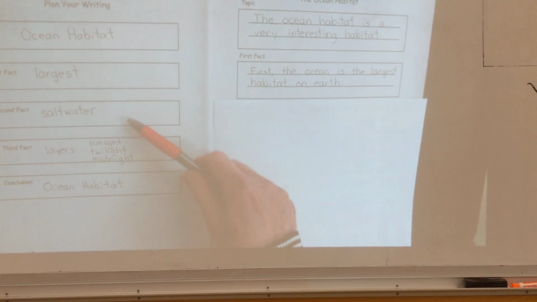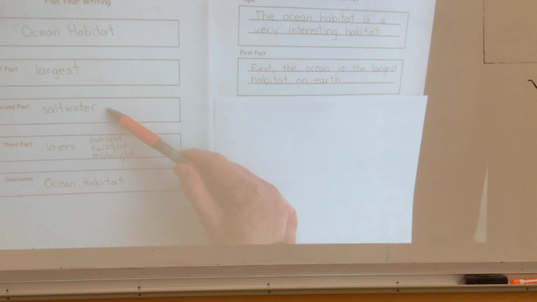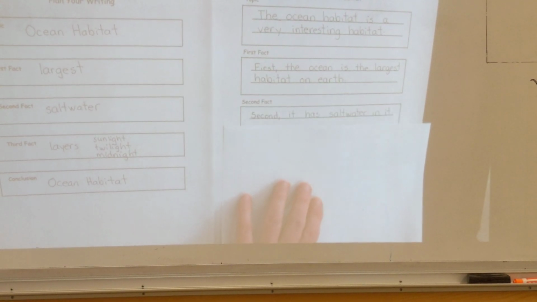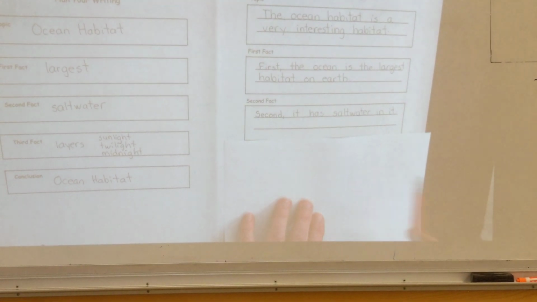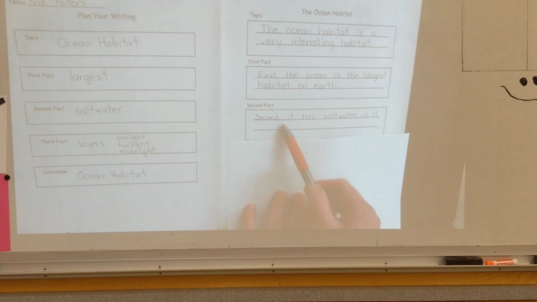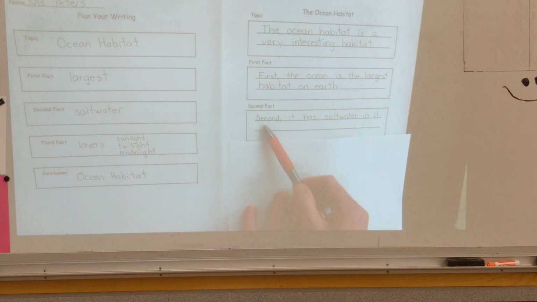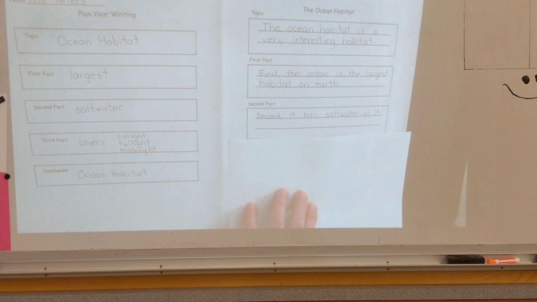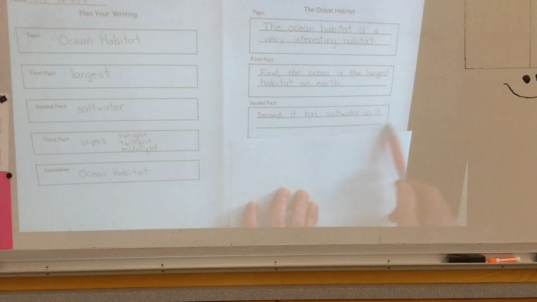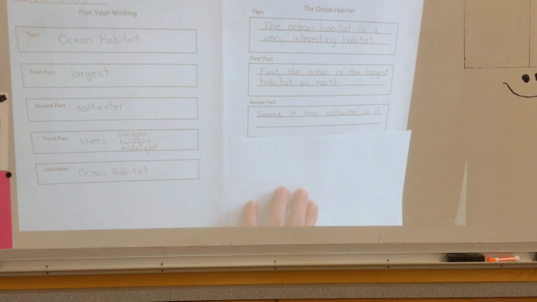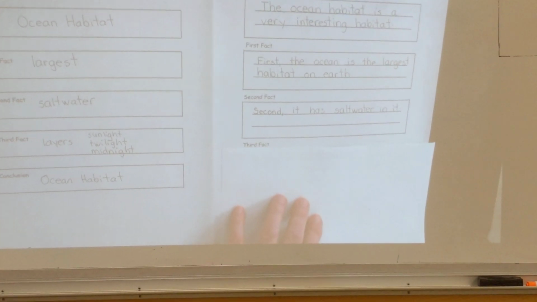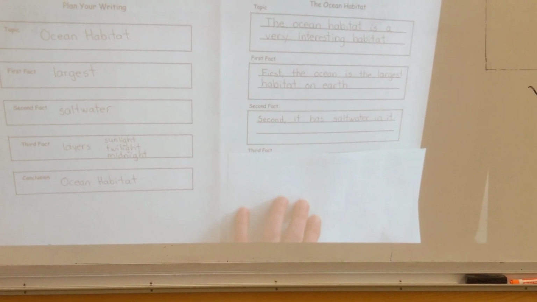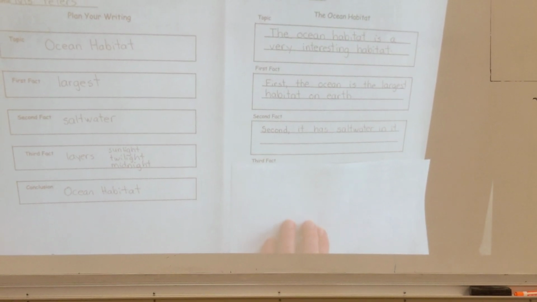Then moving down, it looks like I'm going to write for my second fact, I'm going to write a sentence about salt water. So I've chosen to write, oh, look, I remembered my transition word. Second, it has salt water in it. So taking one word, turning it into a complete sentence. For my third fact, I was going to say layer, sunlight, twilight, midnight. Not a sentence yet. Let's see how we can turn it into a sentence.